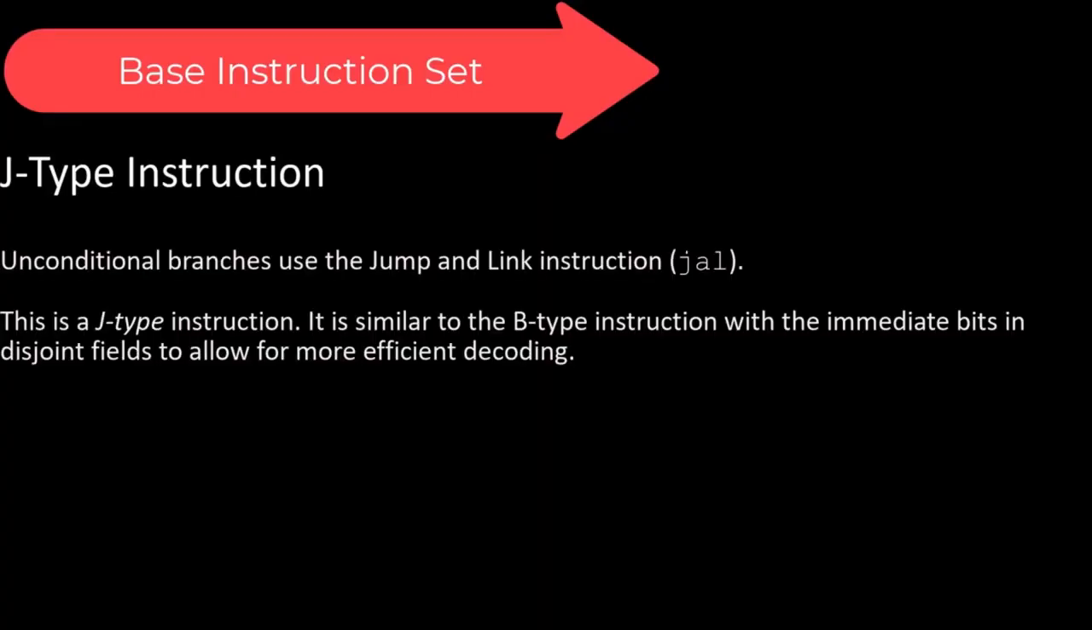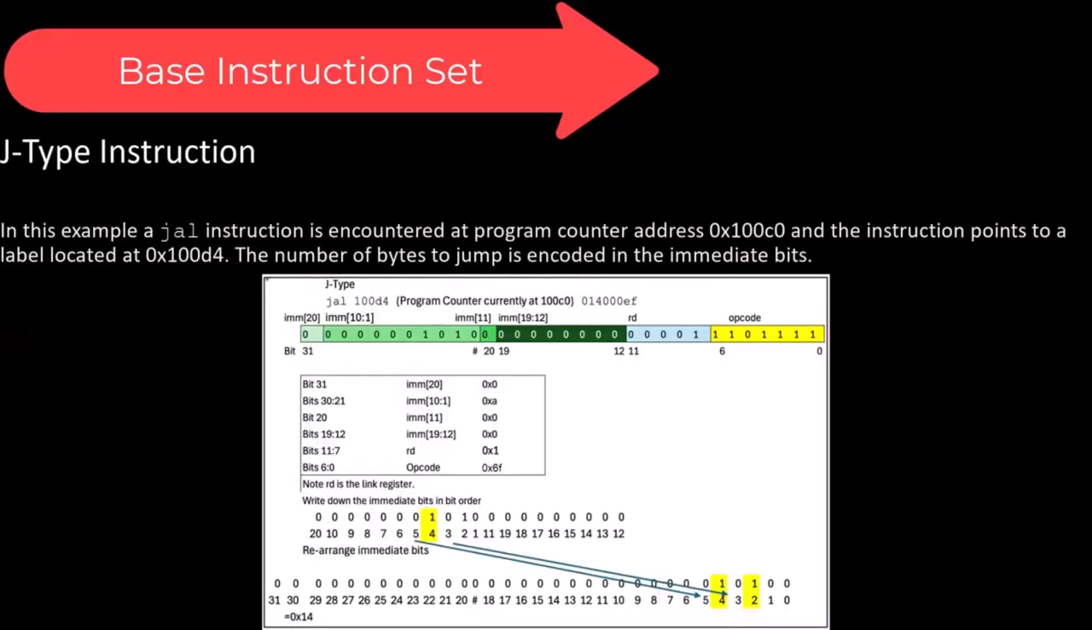J-type instruction. Unconditional branches use the jump and link instruction, JAL. This is a J-type instruction. It is similar to the B-type instruction with the immediate bits in disjoint fields to allow for more efficient decoding. In this example, a JAL instruction is encountered at program counter address hexadecimal 100C0 and the instruction points to a label located at hexadecimal 100D4.